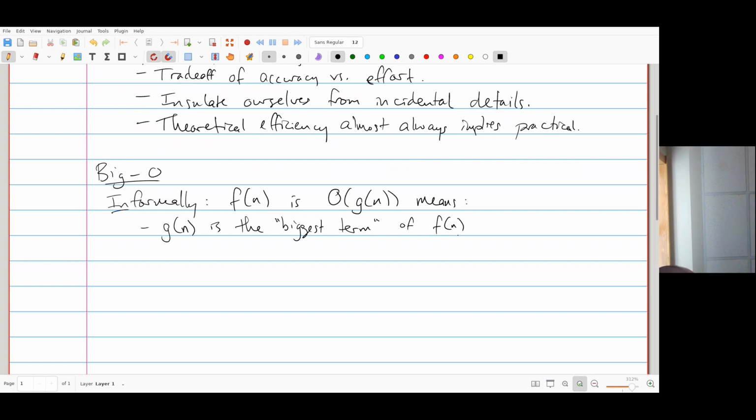Now, does it have to be exactly that? For example, if I have 2n squared plus 3, is that O of n squared? Yes, but it doesn't have n squared as its biggest term. It has 2n squared, right? But we don't care about that, right? So maybe we can say, up to a constant factor.